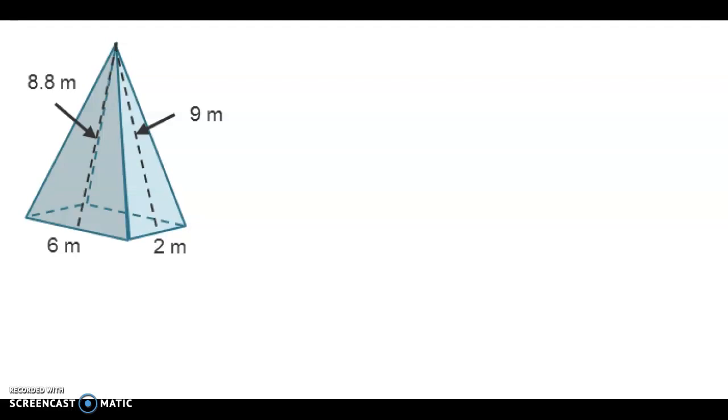Looking at a rectangular pyramid, not a square pyramid. It's a right rectangular pyramid, which means that you can see how we have the base of 6 meters by 2 meters. But it's right, which means the vertex is above the center of the rectangle. Okay? So when we do this, what we actually have is two different slant heights.